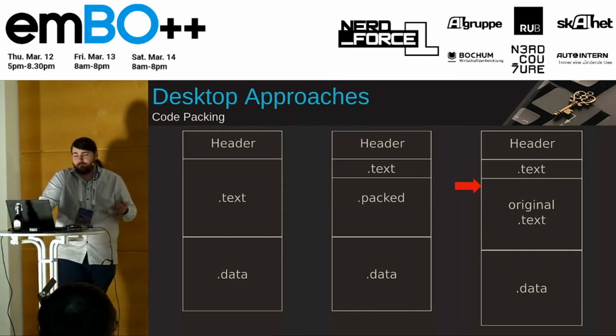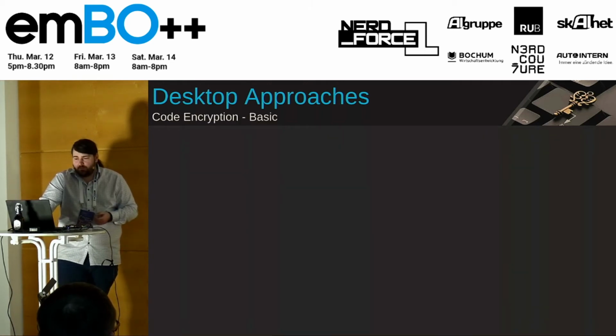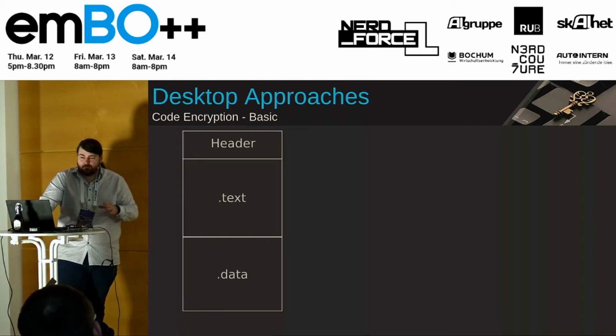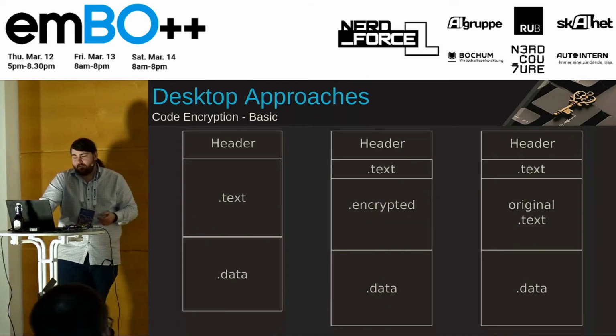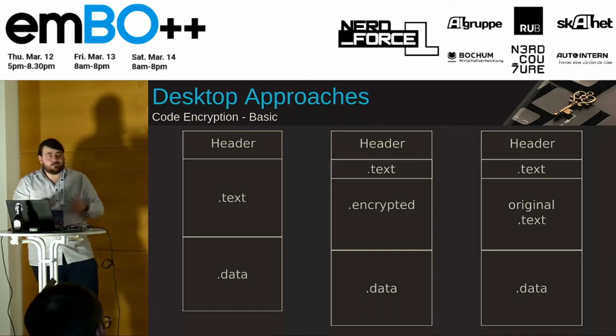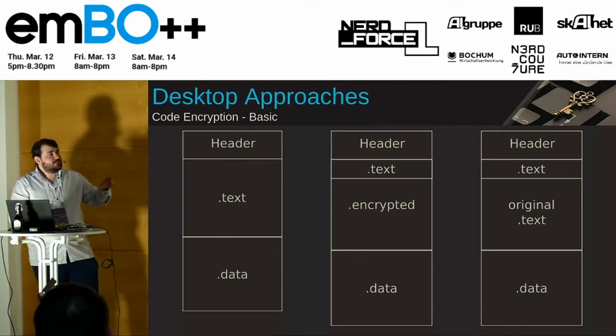And so even on the desktop side, for the common packers, there are tools that do this automatically. Code encryption is really similar. You again start with your binary, but this time you encrypt it with a stub, and you decrypt it at one time. So I'm not going to go through it in detail. It's the same, but this is the basic approach of encryption.